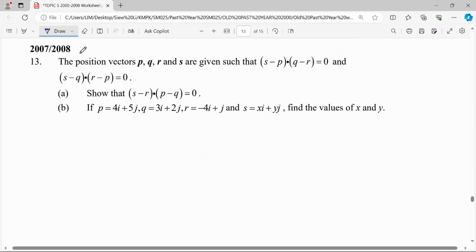Hi everyone. For this question, given that the position vectors P, Q, R, and S are given such that (S minus P) dot with (Q minus R) equals 0, and (S minus Q) dot with (R minus P) equals 0. From this information, we simplify first.